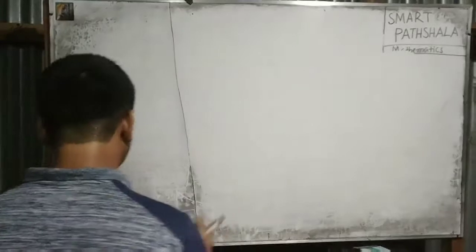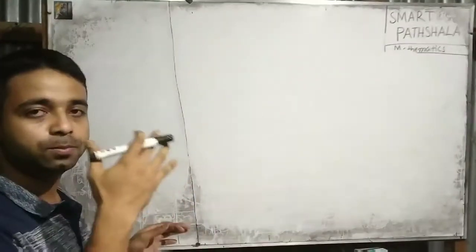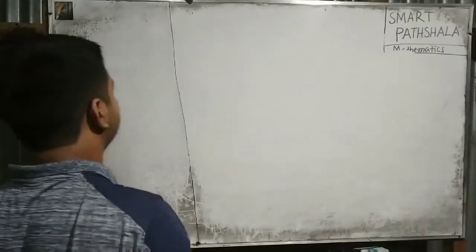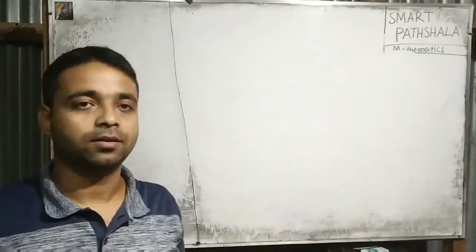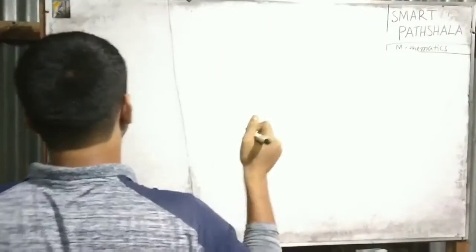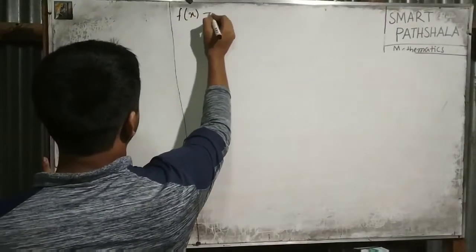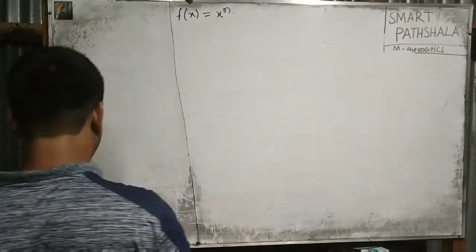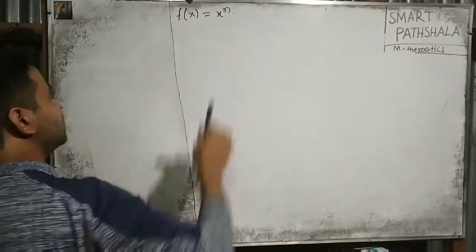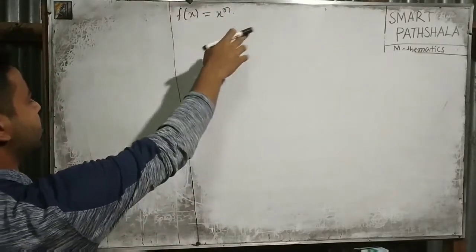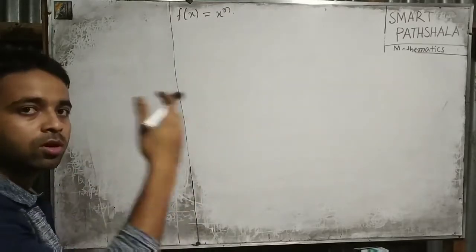Now, let's start. Suppose we are given different polynomial functions. What polynomial functions? Generally, the polynomial function will have a term x to the power n, where n can be any number. Suppose you are being given a function f of x equal to x to the power n. You need to differentiate this function f of x with respect to x.